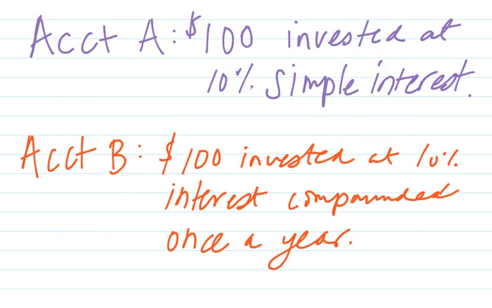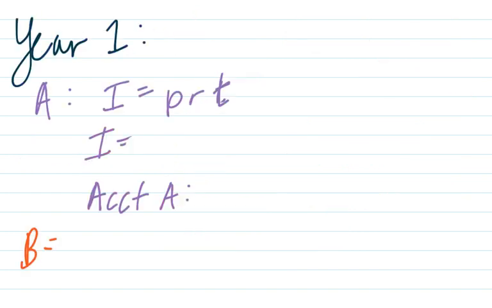We are going to consider two separate accounts. Account A, we're going to invest $100 at an interest rate of 10%, simple interest, and that's going to be the annual interest rate. Now, I will note that 10% is a very high interest rate, but we're using it in this example because it's a nice value to calculate. For account B, we have $100, so same principal, invested at 10% interest compounded once a year. So we're going to look at these two different accounts and see what happens.